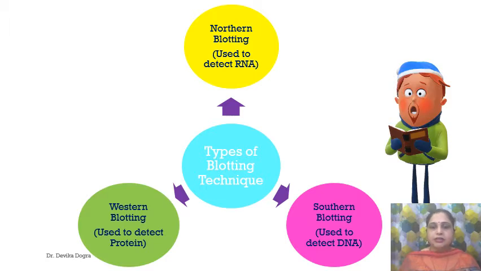Now, the third and the last blotting technique is Western blot analysis. It is used for proteins. In this, the proteins are isolated from the tissue and electrophoresis is done. The separated proteins are then transferred onto a nitrocellulose membrane. After the fixation, it is probed with radioactive antibody and autoradiograph.